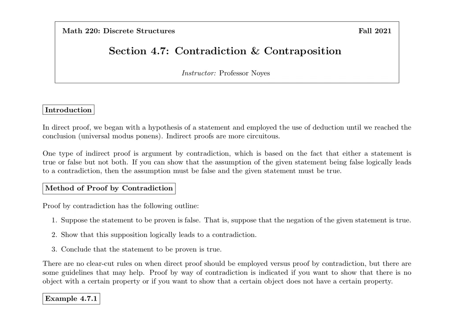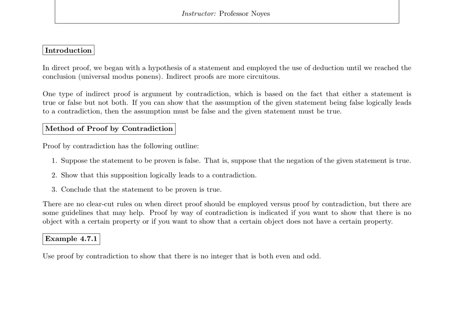The two types of indirect proof that we're going to be looking at are proof by contradiction and proof by contraposition. We're going to start with proof by contradiction. And that proof by contradiction is based on the fact that either the statement is true or false, but not both. Our method for proof by contradiction is to write out the negation and then try to prove that the negation is true. And when we do that, we will find that we reach a contradiction.